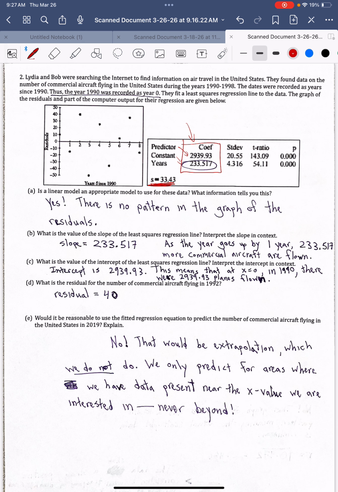For A, it says, is a linear model appropriate? Look at our residuals. They're all over the place. There's no pattern, and that's what I say. So therefore, yes, we can assume this is linear because there's no pattern in the graph of residuals.